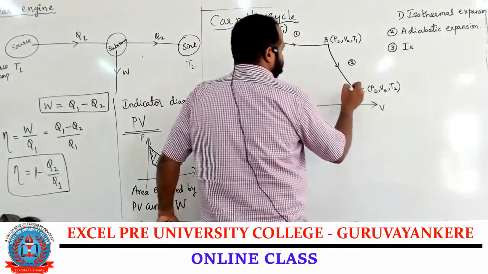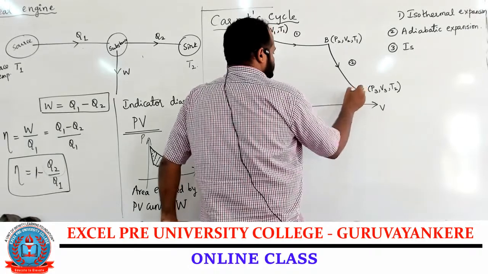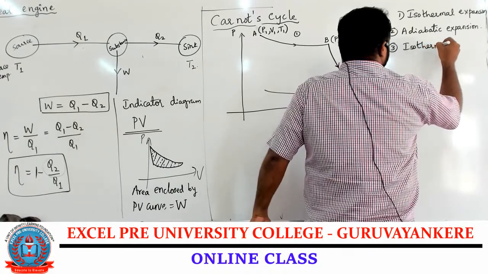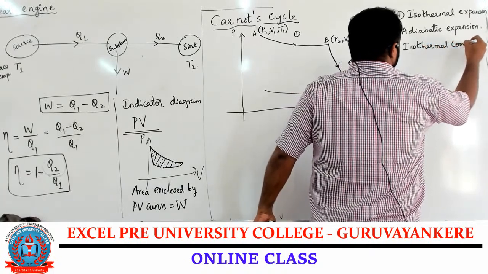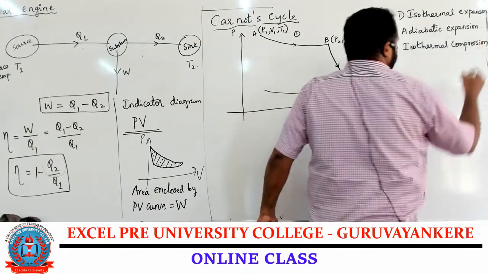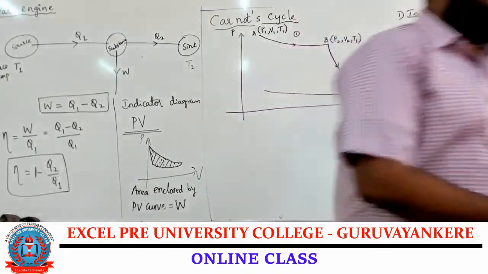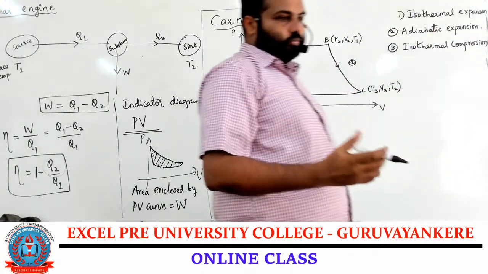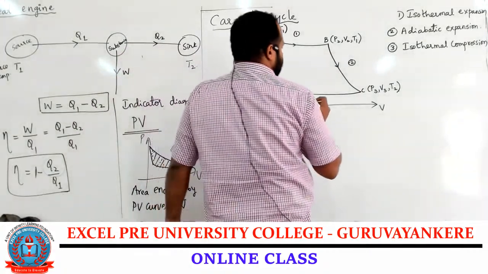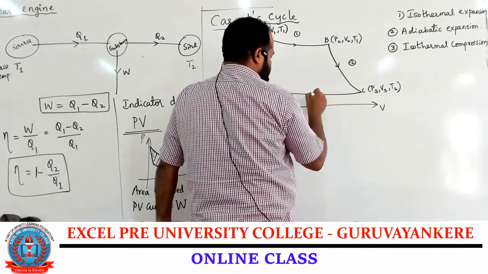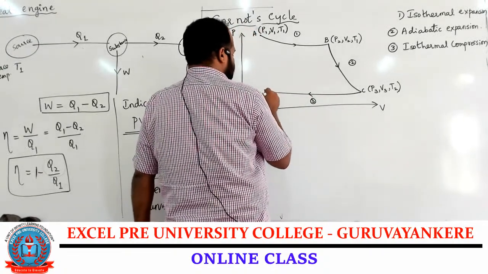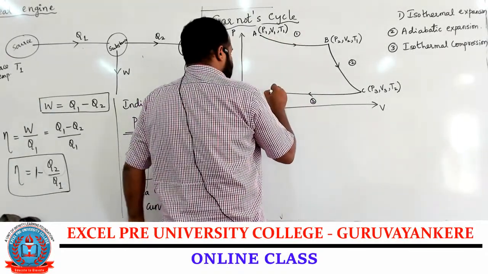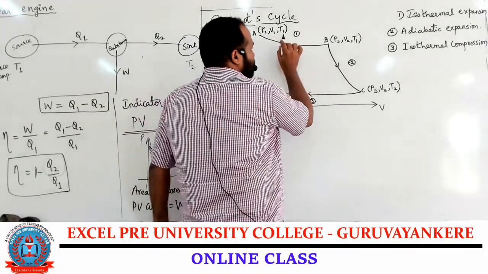So what happens? The third process is isothermal compression. Isothermal compression is the third process. So this is how it is. Next, D.